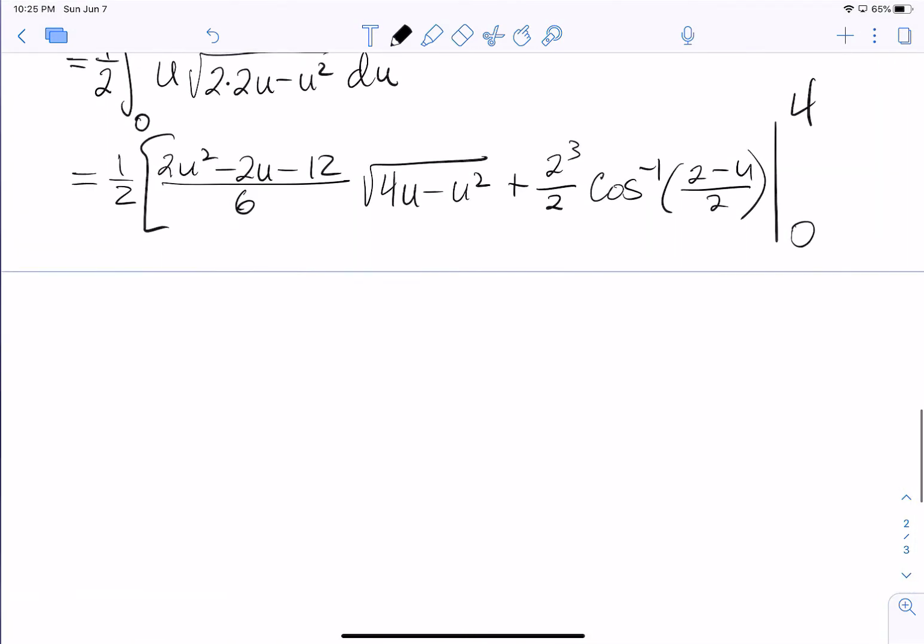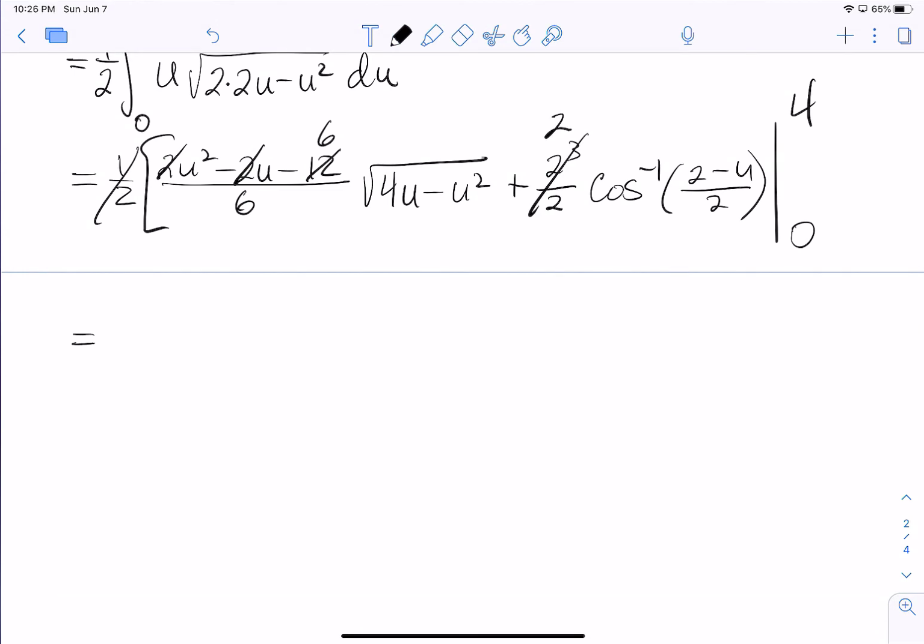At this point, we're going to substitute 4 in place of u everywhere we see it, and then 0 in place of u everywhere we see it, and subtract. So we've got 1/2. 1/2 distributes into the numerator, right? So 1/2 times 2u squared minus 2u minus 12 becomes u squared minus u minus 6. And then way over here in this term, we have a 1/2 on the outside, a 2 denominator here, and then 2 cubed in the numerator. That 1/2 is going to divide into that, leaving 1 factor of 2.